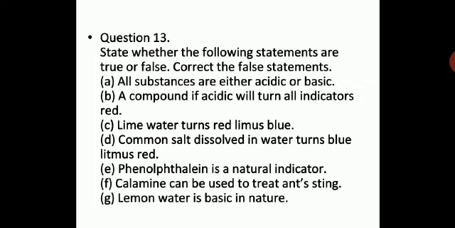First one, all substances are either acidic or basic. A compound, if acidic, will turn all indicators red. Next, lime water turns red litmus blue. Next, common salt dissolved in water turns blue litmus red. Next, phenolphthalein is a natural indicator. Next, calamine can be used to treat ant stings or bee bites. Or, lemon water is basic in nature.